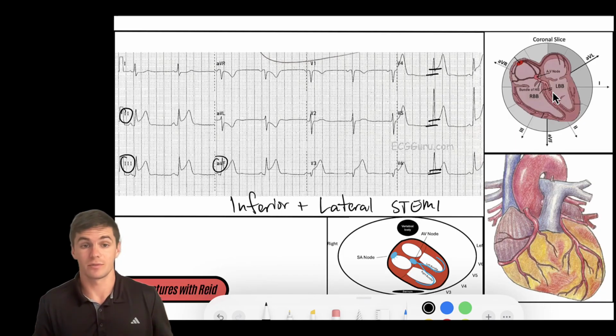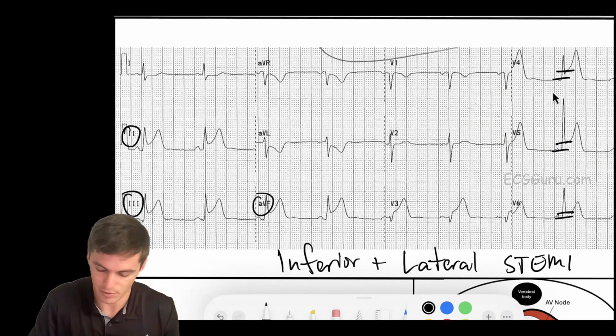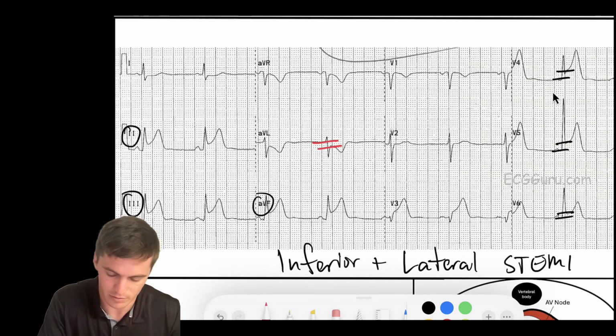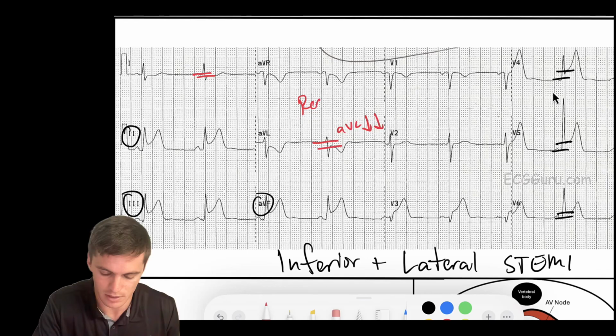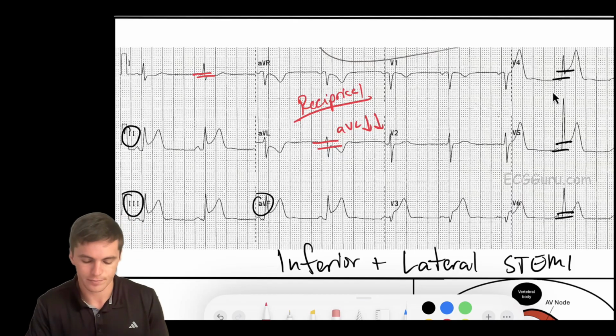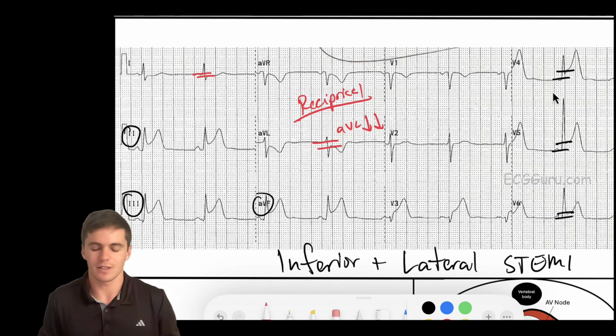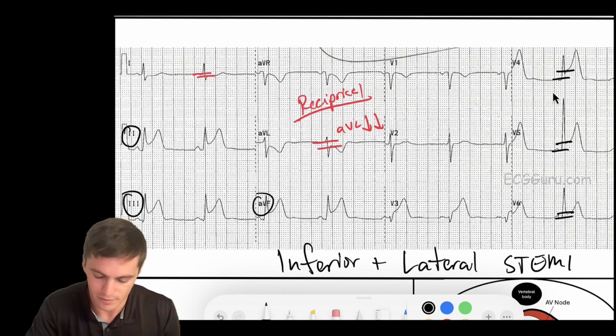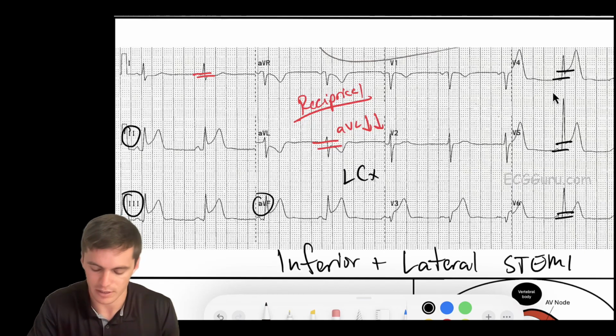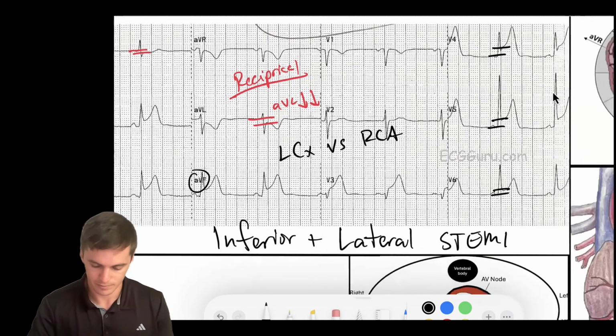Well, inferior lateral STEMI could be right coronary artery. We look and see that we've got reciprocal ST segment depression in aVL, and it is depressed, even to a lesser degree, in lead 1. So we've got reciprocal ST segment depression in those leads. But I want to determine, is this left circumflex or right coronary artery, right? And why does it matter if we want to just clinically correlate left circumflex versus right coronary artery anatomy?